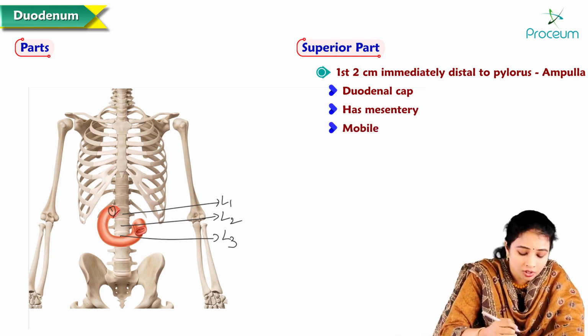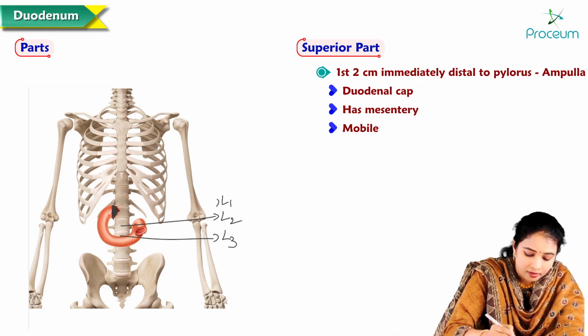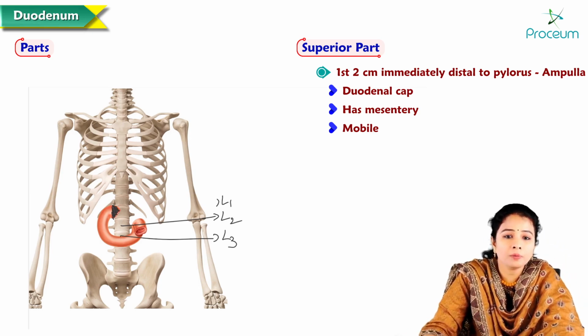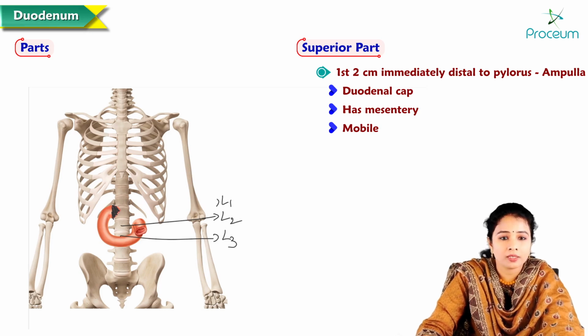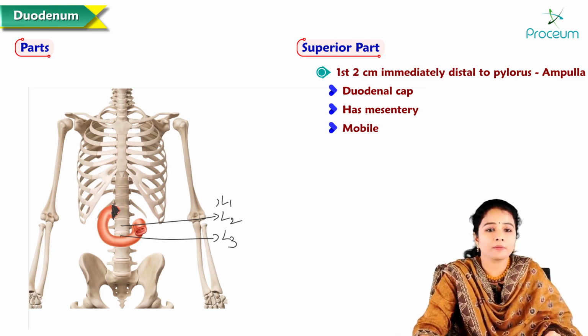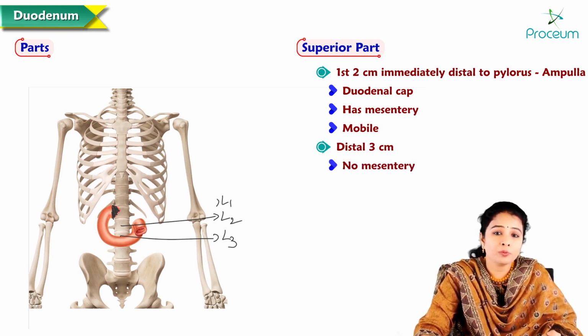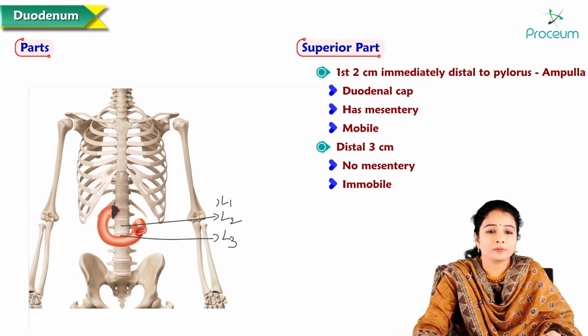So it is a peritoneal part. The first half of the first part, the proximal 2 centimeters, is connected to the mesentery along with the mesentery of the pylorus, and it is a mobile part. This initial part of the first part is called the duodenal cap. The distal 3 centimeters of the superior part have no mesentery and are immobile.